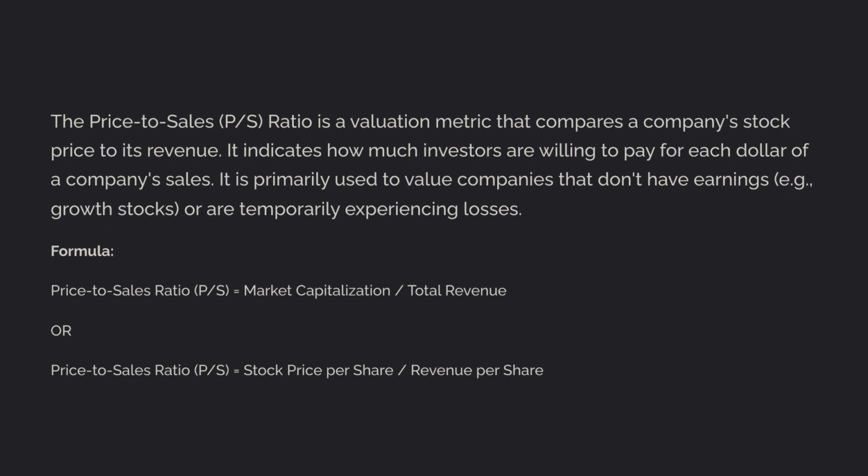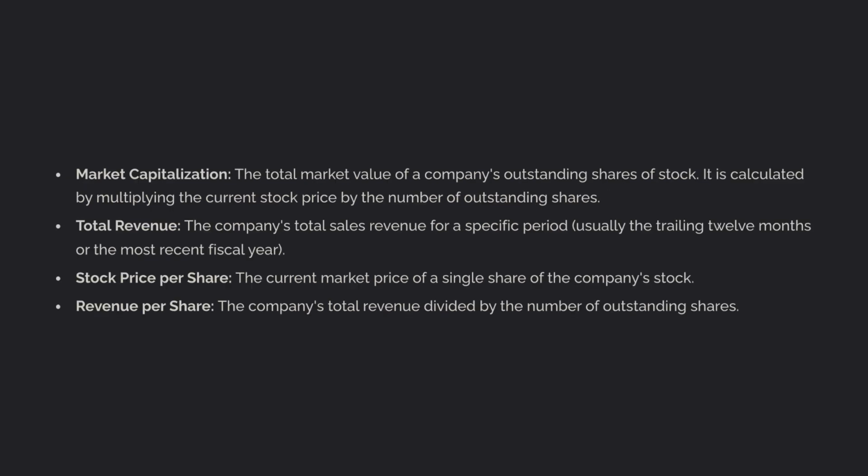Formula: price to sales ratio, PS, equals market capitalization divided by total revenue, or price to sales ratio, PS, equals stock price per share divided by revenue per share. Market capitalization: the total market value of a company's outstanding shares of stock. It is calculated by multiplying the current stock price by the number of outstanding shares.